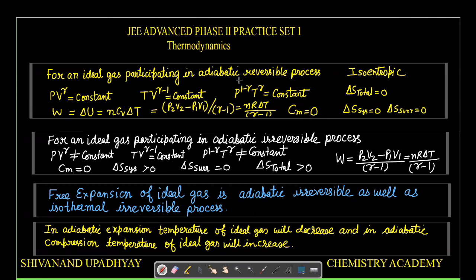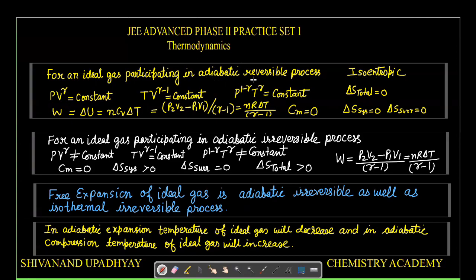For an ideal gas participating in adiabatic reversible process, there is no change in entropy of the gas. dS of the gas is equal to 0 because dS is dq reversible upon T. dq reversible is 0. So entropy change of ideal gas will be 0. Entropy change of surrounding will be 0. And there is no entropy change of universe. Universe is entropy change of system plus surrounding. So because of that, this ideal gas participating in adiabatic reversible process is known as isoentropic process.